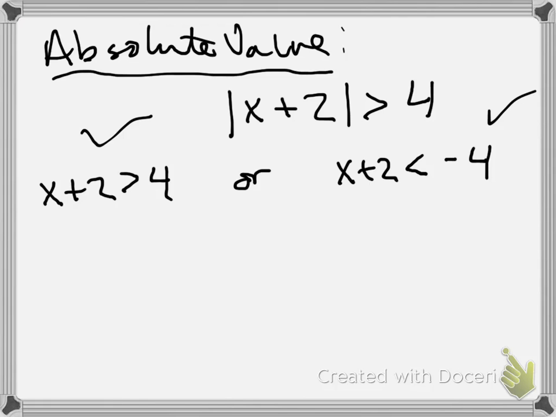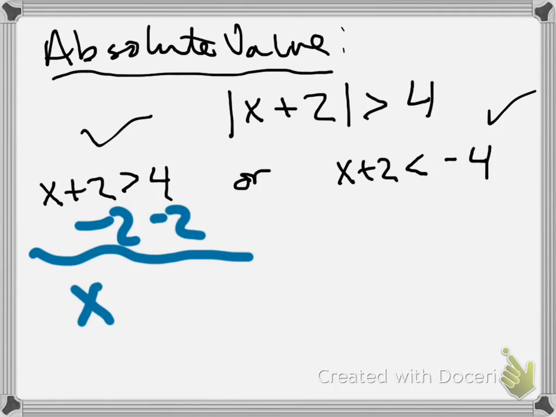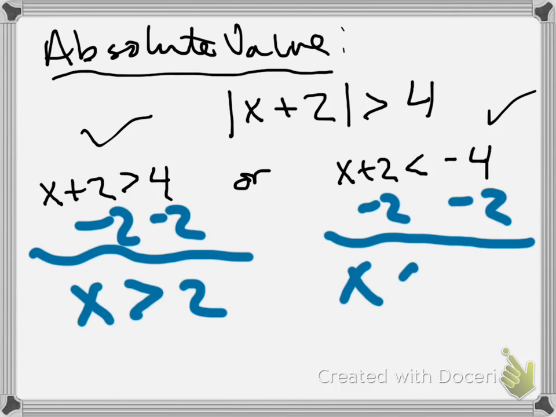And then you have to solve each one individually. So I'll go ahead and do that. I'll subtract 2 on both sides. X has to be greater than 2. Same thing here. Or x has to be less than negative 6. So we have now two qualifications. It has to be greater than 2.